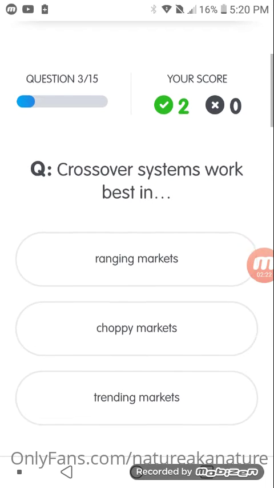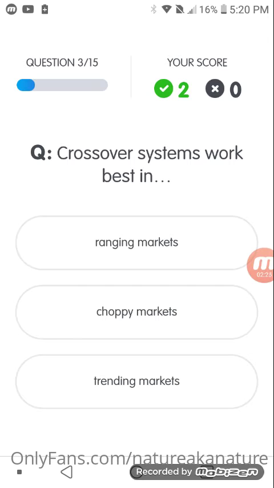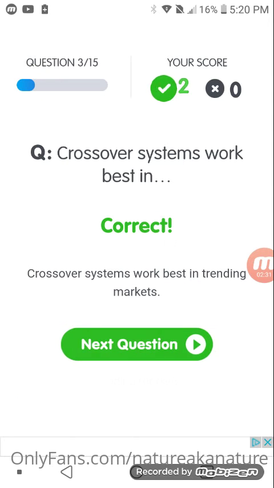The moving average crossover system works best in what? The moving average crossover system works best when the market is trending. In a trending market, the crossover system works best.